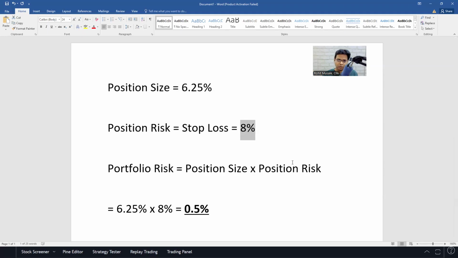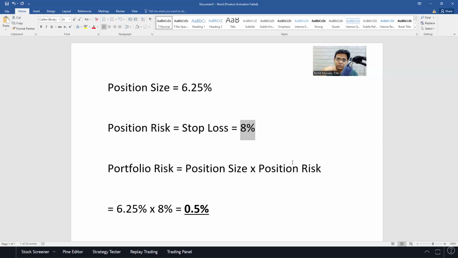By the way, one more note before I close the video. Position size depends on multiple factors. Number one, comparative analysis. Number two, technical analysis. Number three, fundamental analysis. Number four, market conditions. These are the four factors on which you will decide your position size.